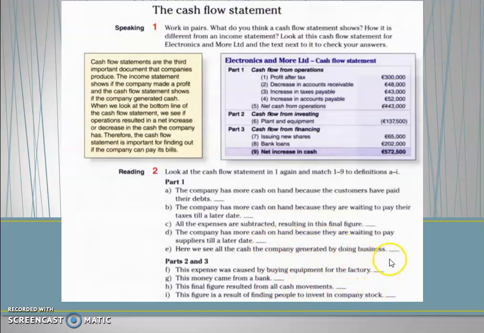So write numbers here. The profit after tax, decrease in accounts payable, increase in taxes payable, increase in accounts payable, net cash from operations, plant and equipment, issuing new shares, bank loans, and net increases in cash. So you need to match these words to the definitions here. Okay.